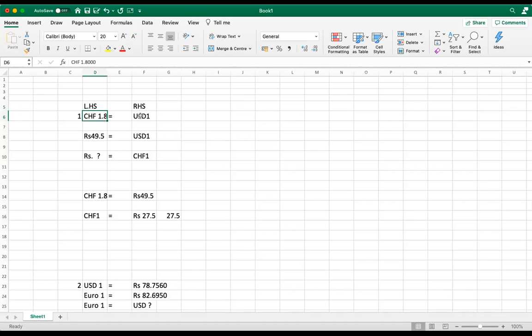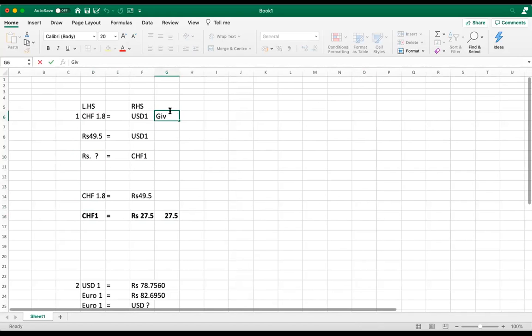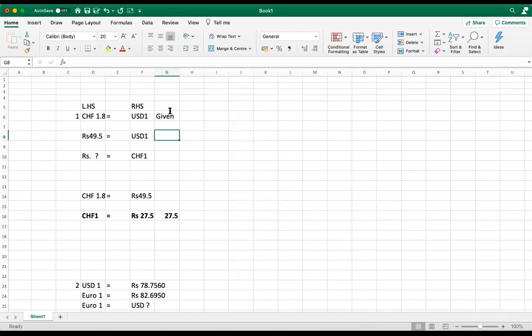If you see, both of these were given, and this we had calculated. We had calculated this part, if you remember, right? This was our calculation. So when I said this was our calculation, I will say this is given. This is also given, and this was derived, correct?